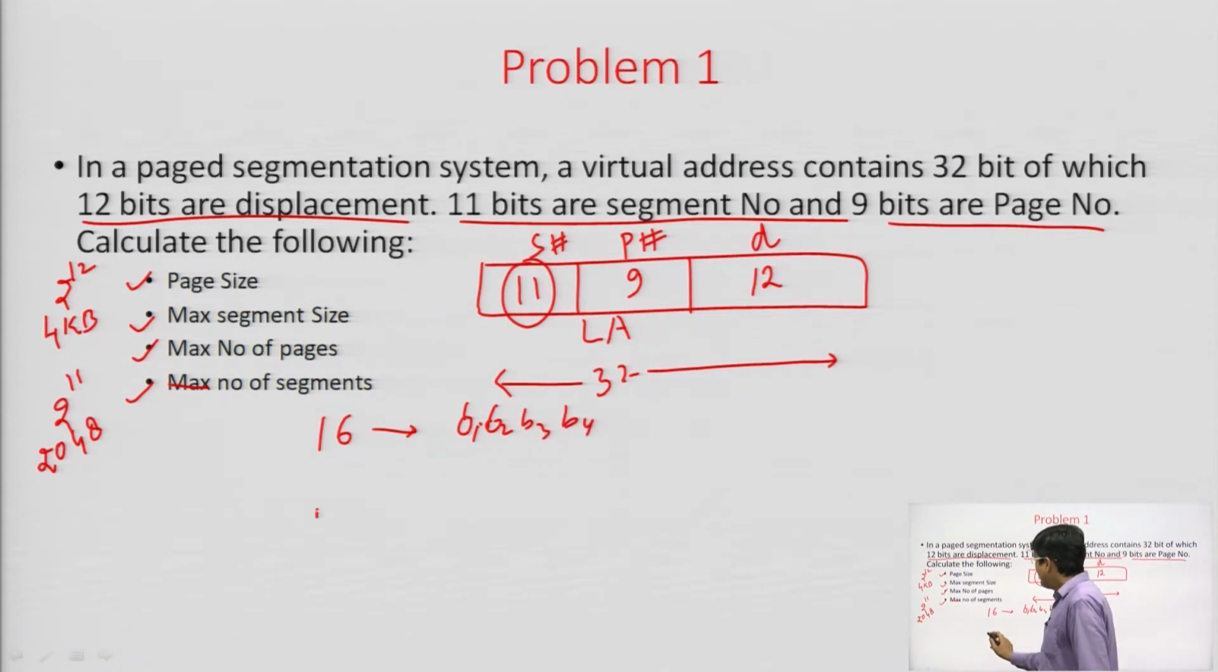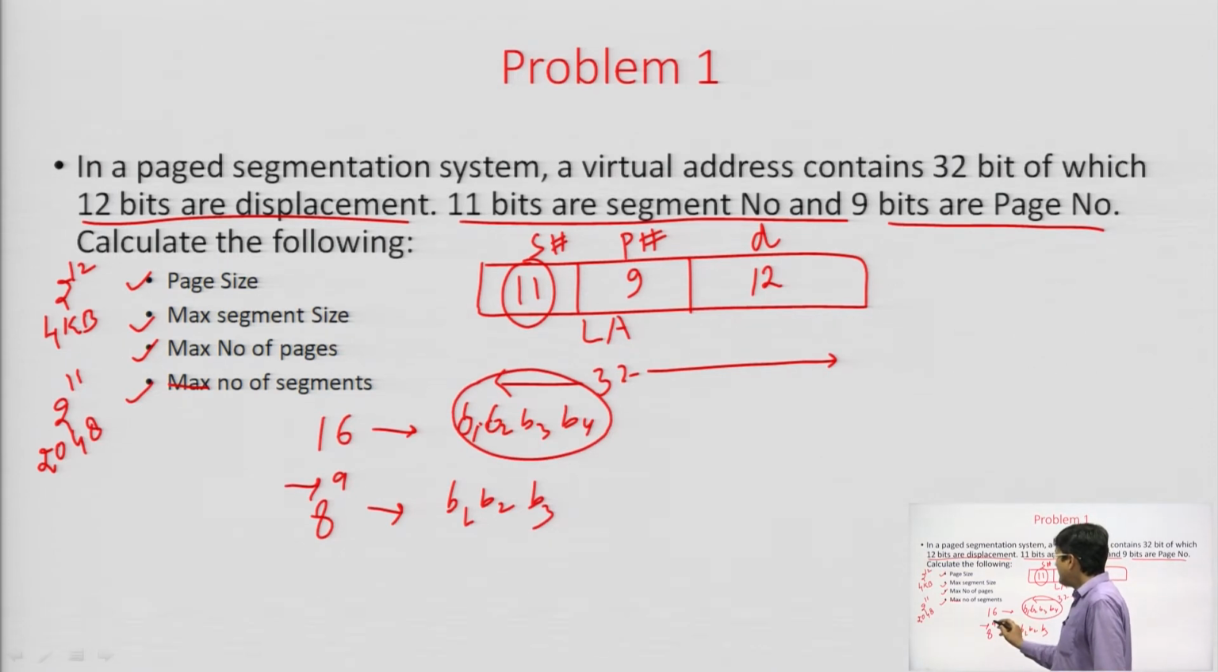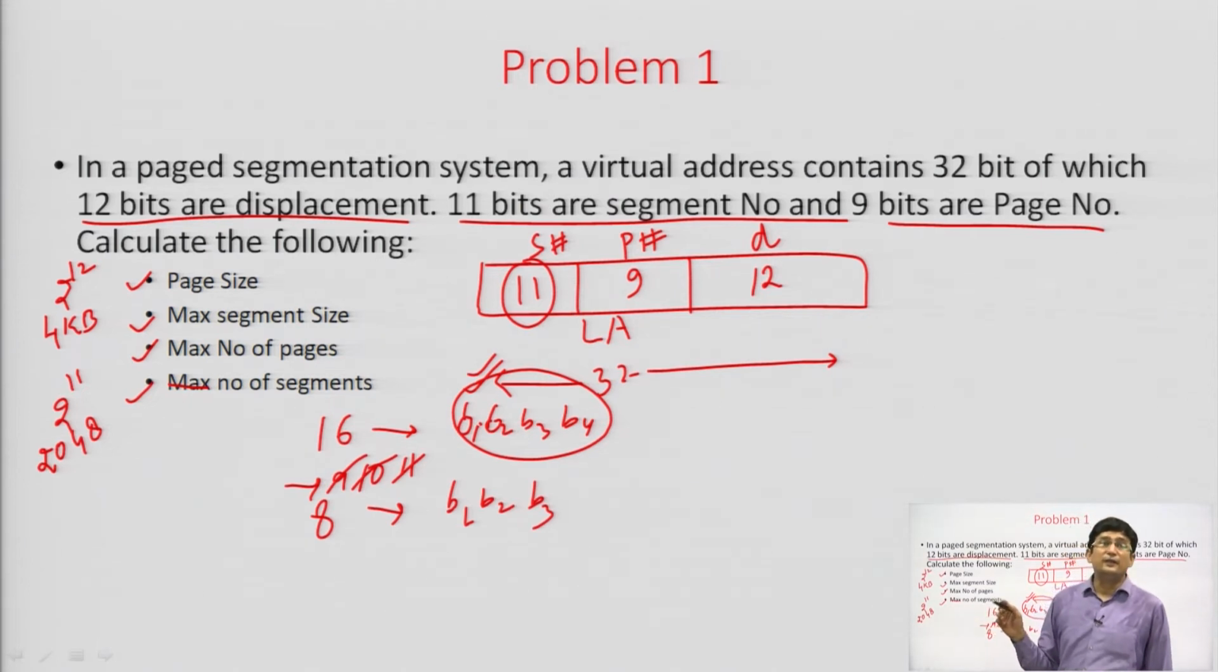A 4-bit address will be there for 16 segments. Let us say the number of segments is 8. Then we require only 3 bits, B1, B2 and B3. But if we have 9 segments, then we require 4 bits. If we have 10 segments, then also we require 4 bits, and in case we have 11, then also 4 bits. In case we have 12, 13, 14 or 15, then also we require 4 bits only.